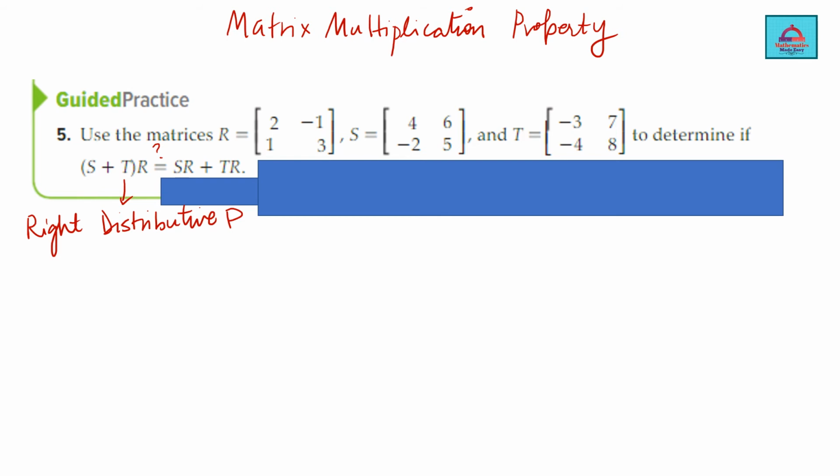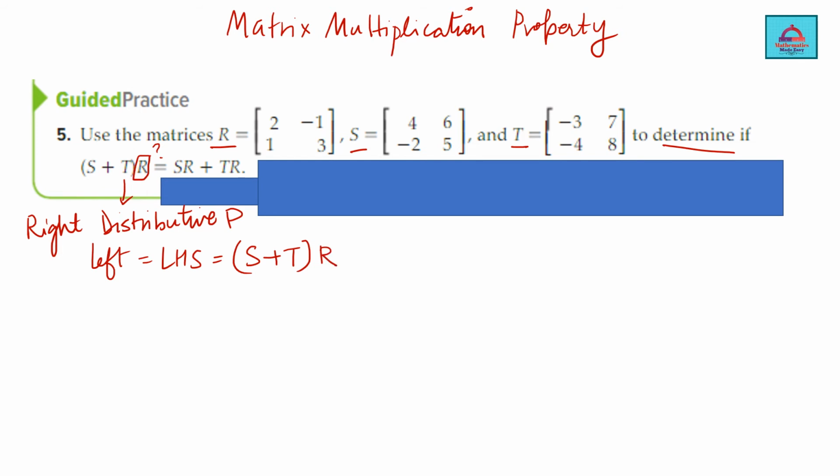And why is it called that? Because from the right you are multiplying this matrix R to the sum of two matrices S plus T. So we have actually three matrices R, S, T given in the question. We need to check whether this is true or not. So we are going to begin with the matrix on the left. So left hand side of this equation is S plus T multiplied with R.